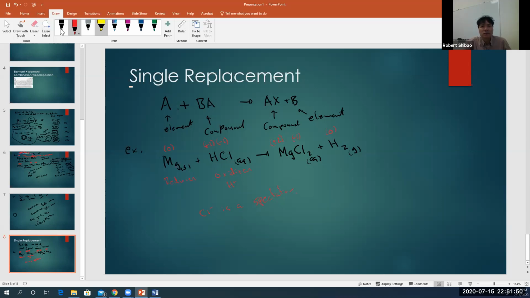So what we're going to do is balance this now. And to balance this, we're going to need two HCl's because we have two hydrogens here. And that'll give us two hydrogens here. And then we'll have two chlorines here, and that'll give us two chlorines here. So this would be balanced here. And so that's it. We can tell that this is redox because the oxidation states change. Magnesium loses, H plus gains. That's the oxidizer.